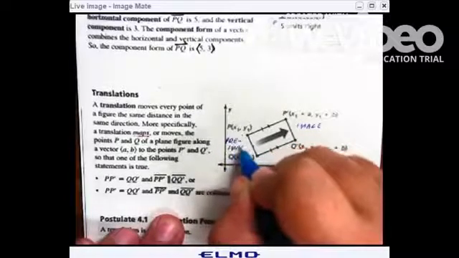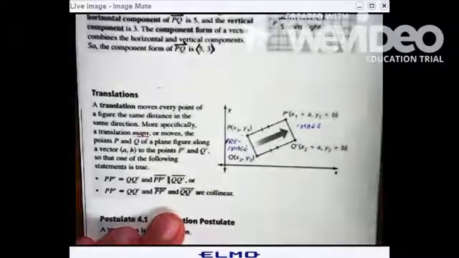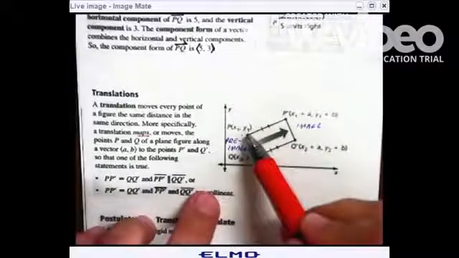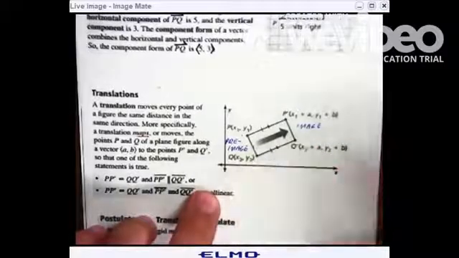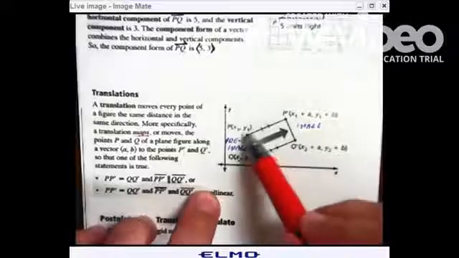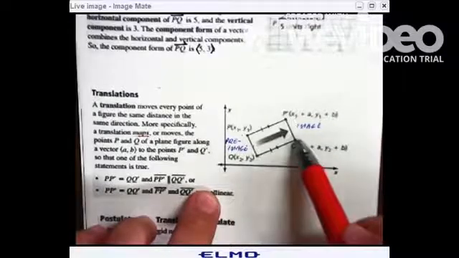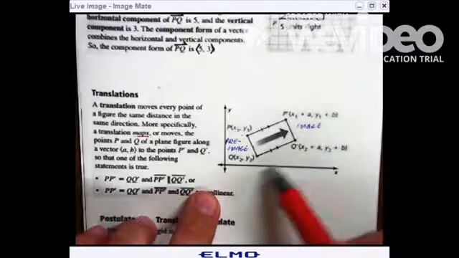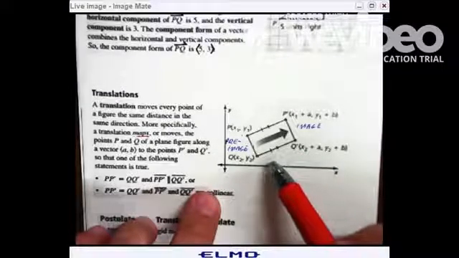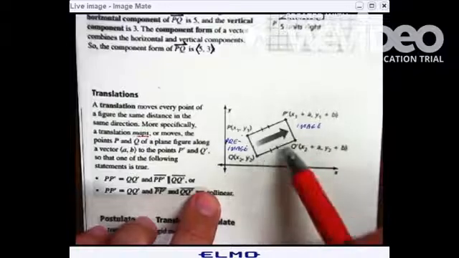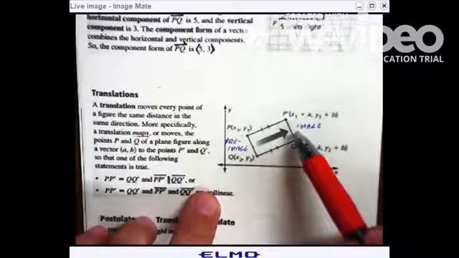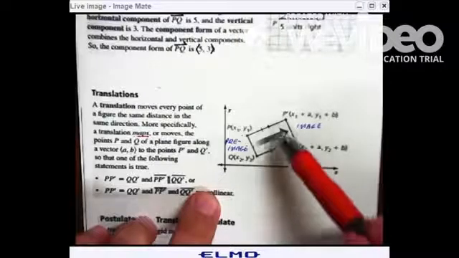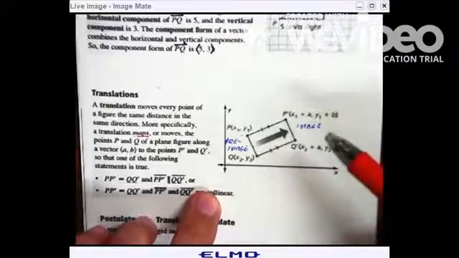Pre-image is the original one. Okay. Now, when it moves from point P to point P prime, from point Q to point Q prime, it creates this segment, PP prime, and this segment, QQ prime. And these two segments that connect the points that are being mapped will always be congruent, and they will also be parallel. Congruent because they're moving the same distance, so they have the same length. Parallel because they're moving the same direction, so they have the same slope.